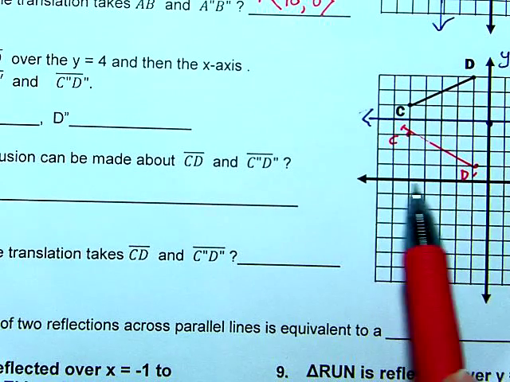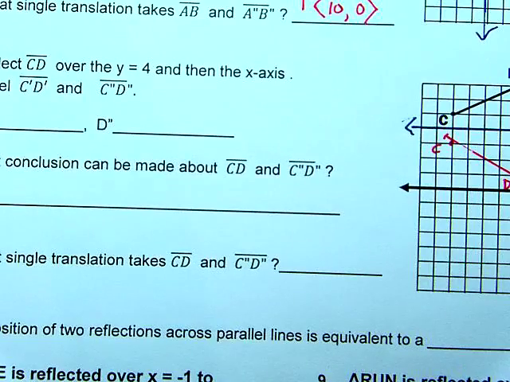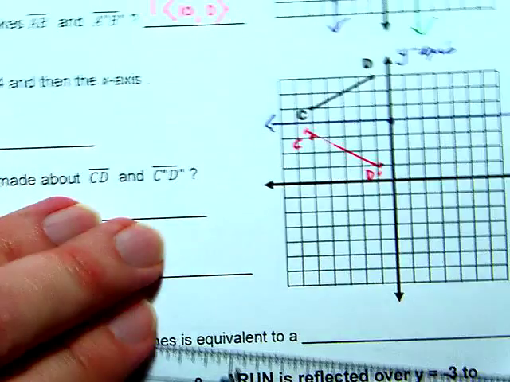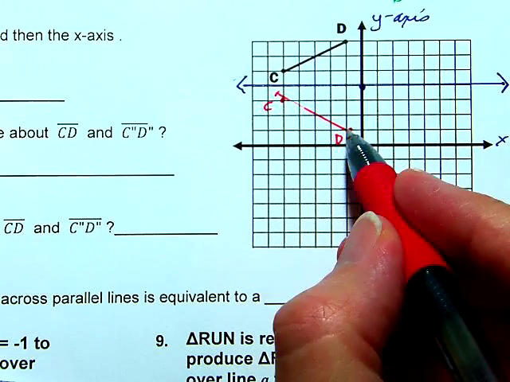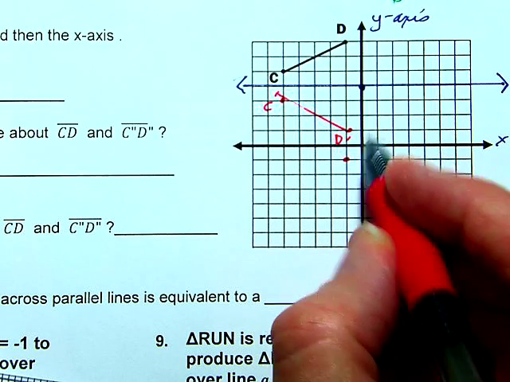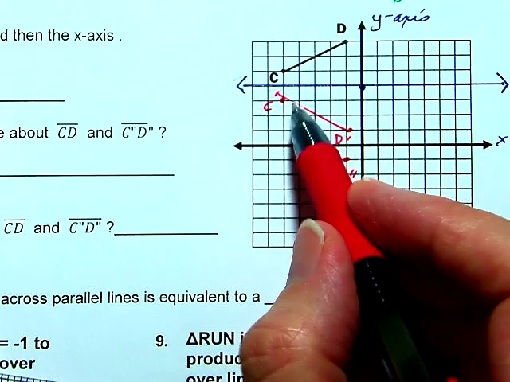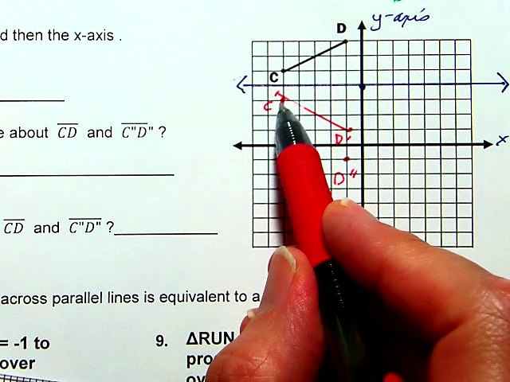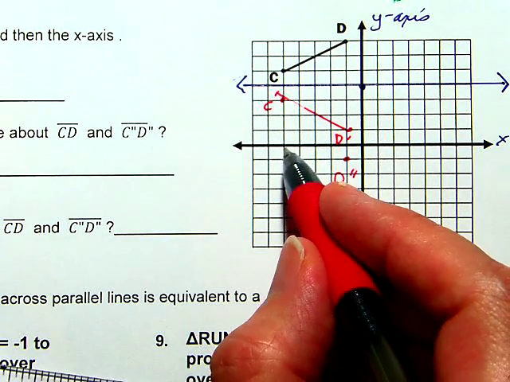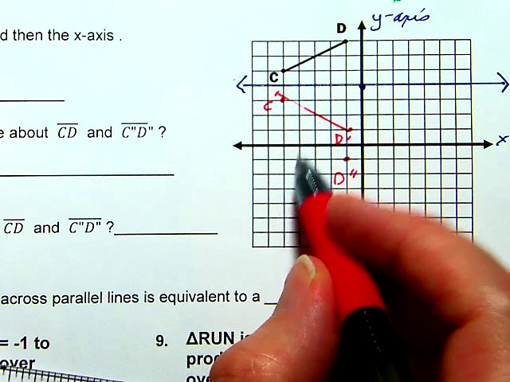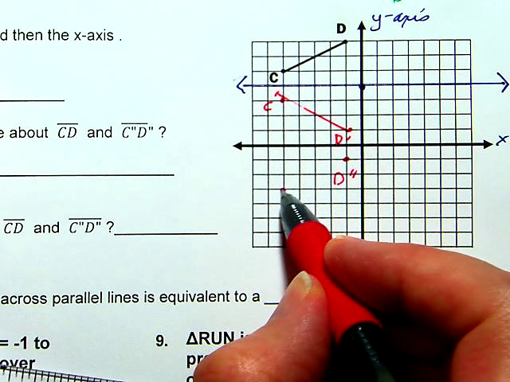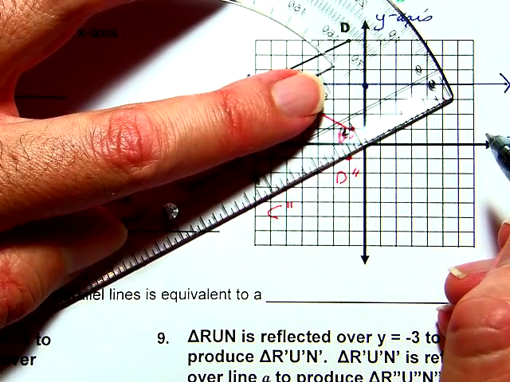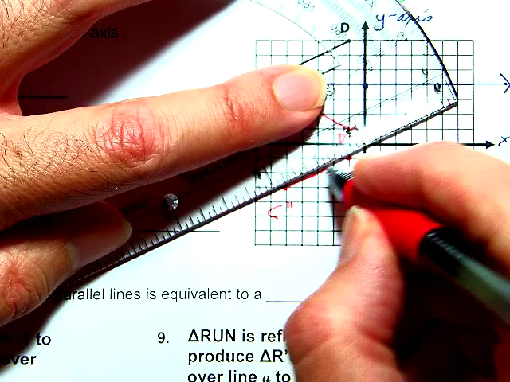So the x-axis, we already know where that is. Let's go ahead and reflect this line C prime D prime over the x-axis. So D prime is 1 unit above the x-axis. D double prime would be 1 unit below. C prime is 1, 2, 3 units above the x-axis. So C double prime would have to be 1, 2, 3 units below. And that gives us C double prime, D double prime. Okay, good.